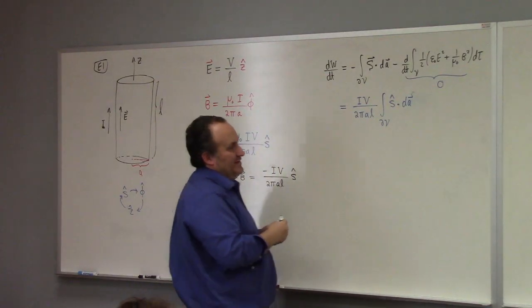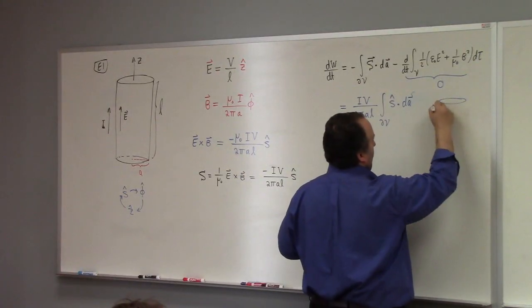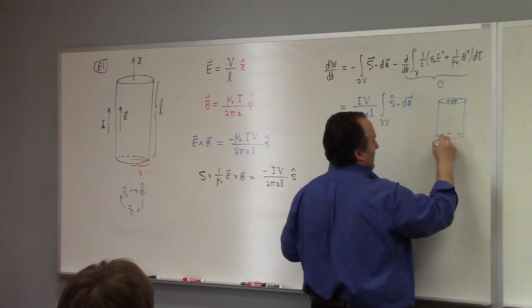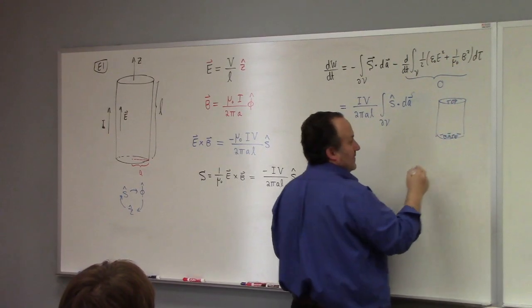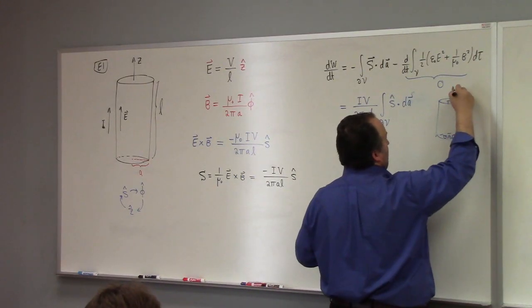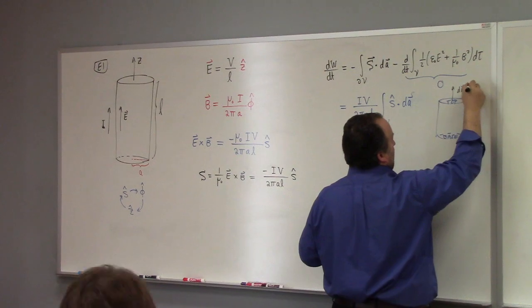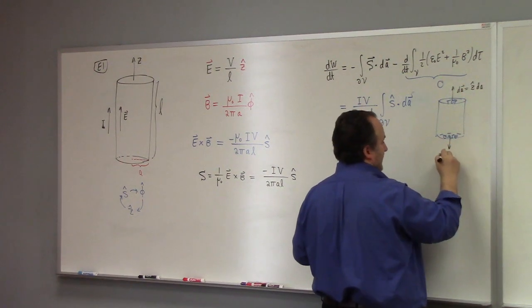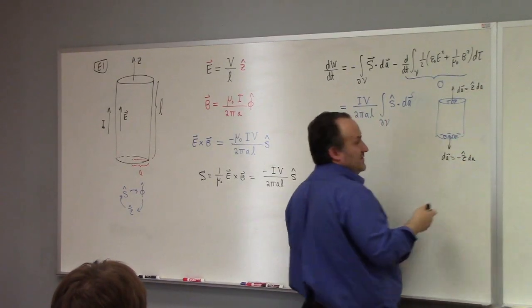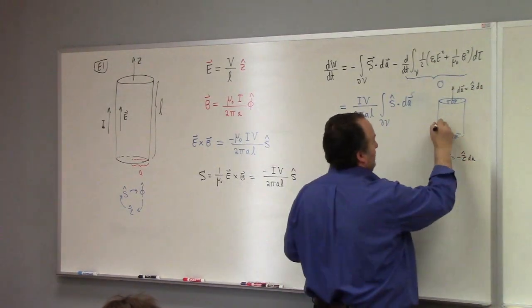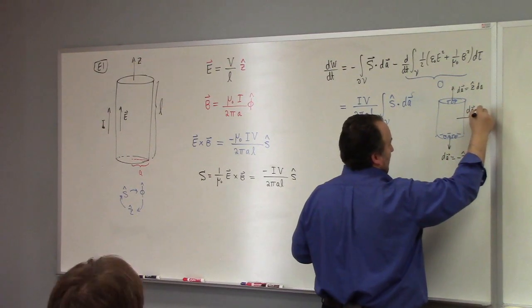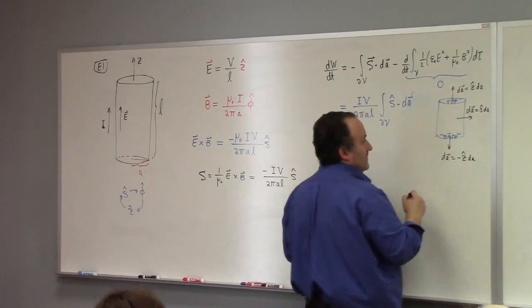So of course, technically speaking, the boundary has the top and the base, right? But these have dA, z hat dA, right? And down here you got dA is minus z hat dA. So obviously those don't contribute anything. And we need only consider the side of the cylinder, which is s hat dA, right?